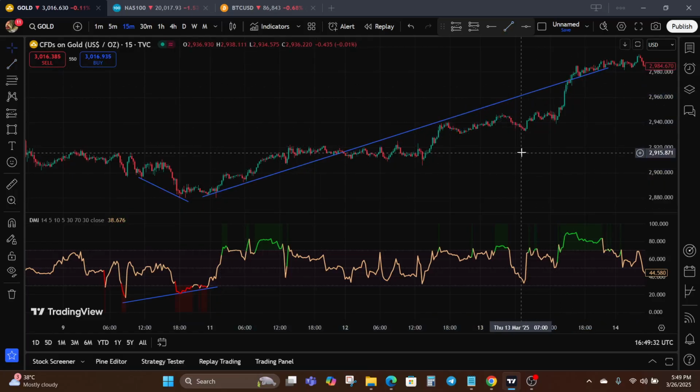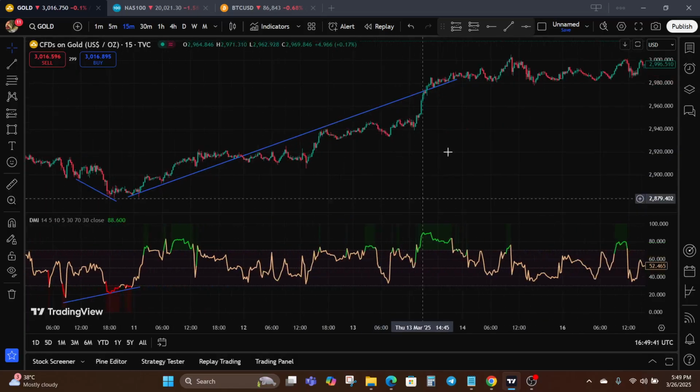Then you can also combine the DMI with other indicators. The DMI works well with moving averages for confirming trends. You can also pair the DMI with Bollinger Bands to help you filter out false breakouts, or you can use it alongside MACD to add further confirmation for momentum shifts.